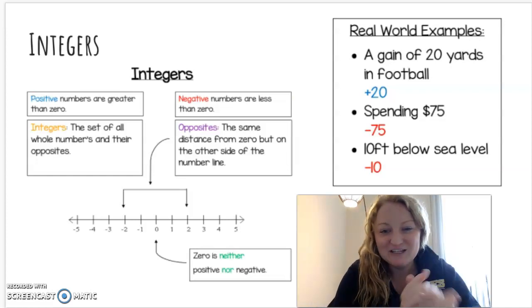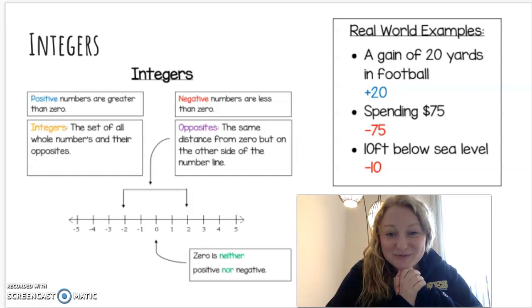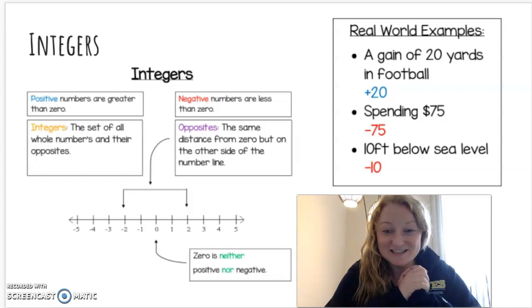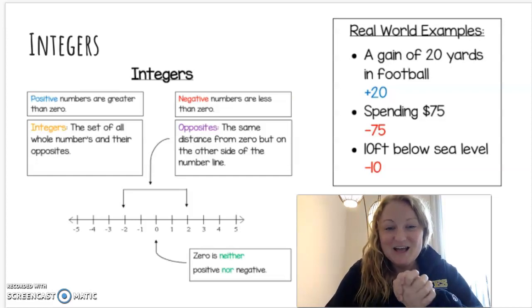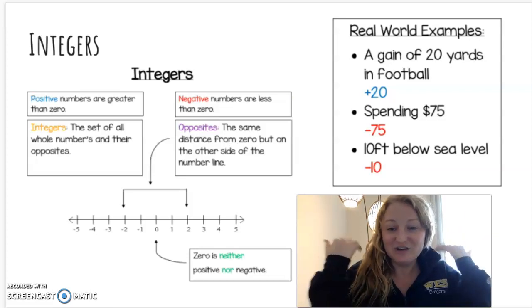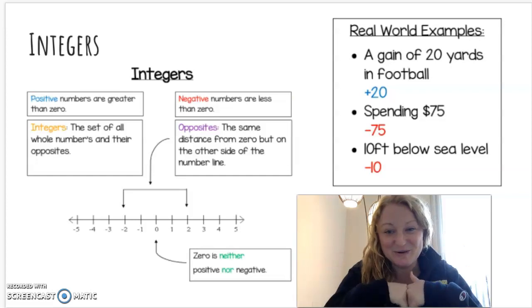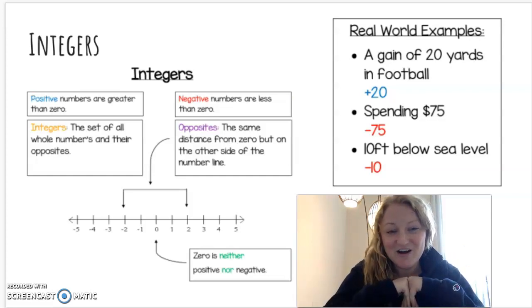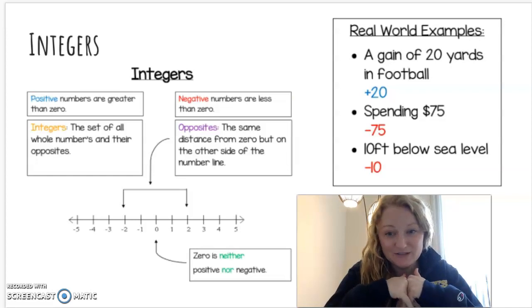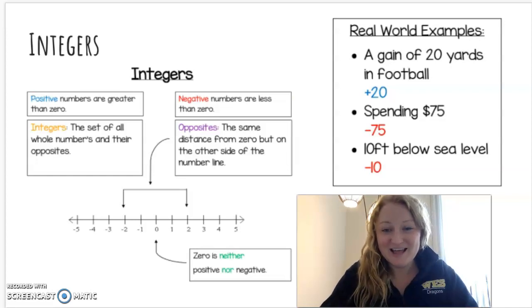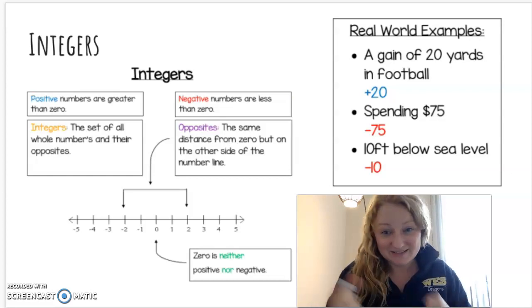We're talking about integers. Here are some notes for you, so jotting some of these down might be helpful. So what are integers? Integers are all around us. You actually use them and experience them more than you probably realize. They are positive or negative whole numbers. Another way of saying that is a set of all whole numbers and their opposite.